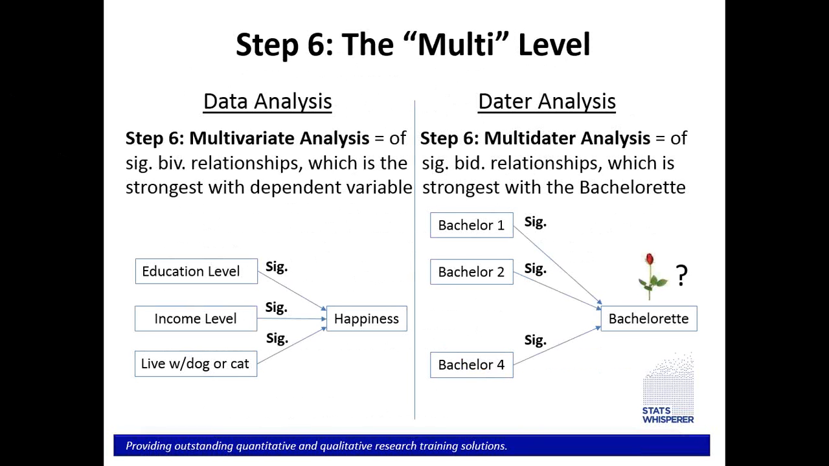Then, through a regression model, we're going to determine which of these predictors, education level, income level, and living with a dog or a cat, has the strongest impact on the dependent variable happiness. In other words, we're determining the predictor with the strongest impact on happiness, just as we determine the bachelor with the strongest relationship to the bachelorette.